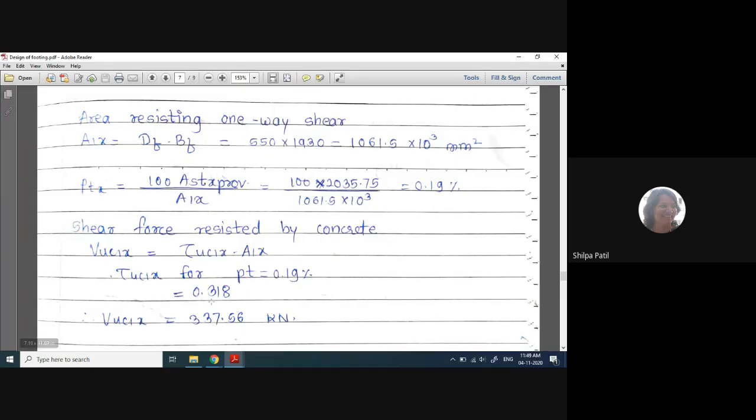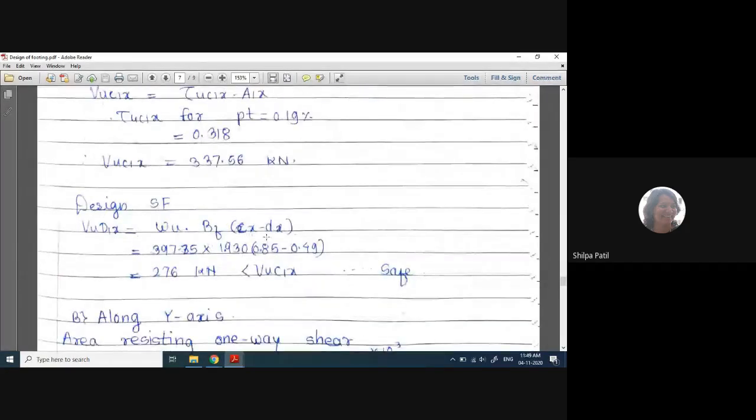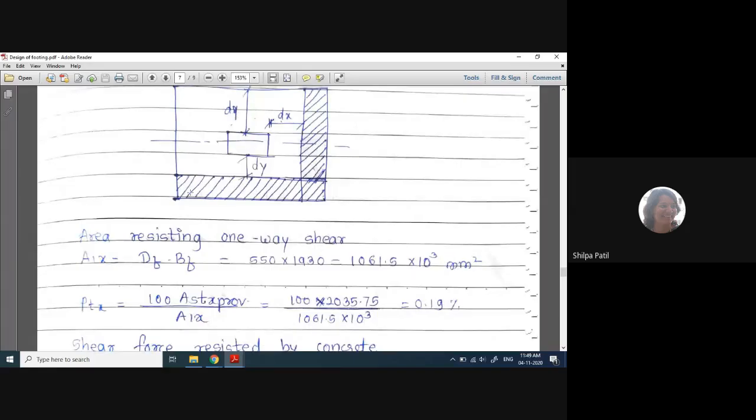So based on that, the tau C value is calculated as 0.318, and then we calculate VUC as tau C into A1x. So this area multiplied by this tau C gives us the total shear force resisted by the concrete. This is again the shear capacity of concrete in one-way shear. Now we have to find out the design shear force. The concept is the same: whatever is the uniform pressure acting on the footing multiplied by the shaded area. Now here the shaded area is different. This is the shaded area only. Either on this side or this side, whatever the side, this will be the shaded area.